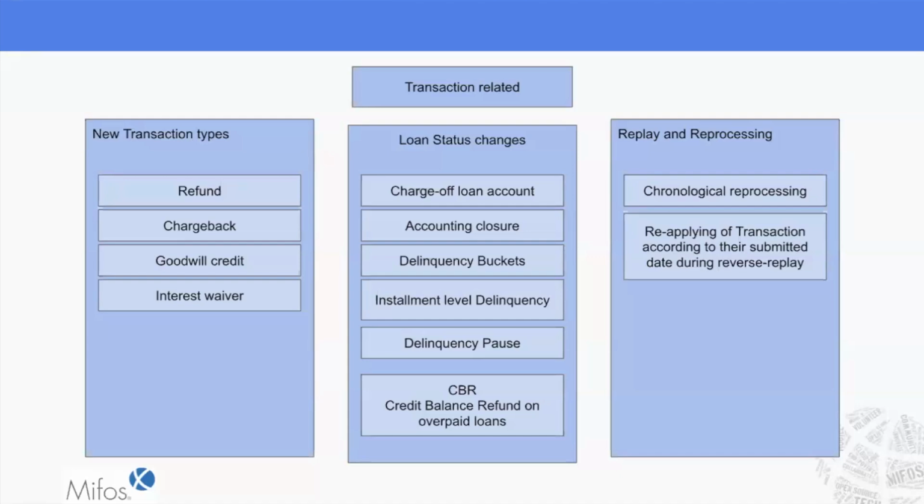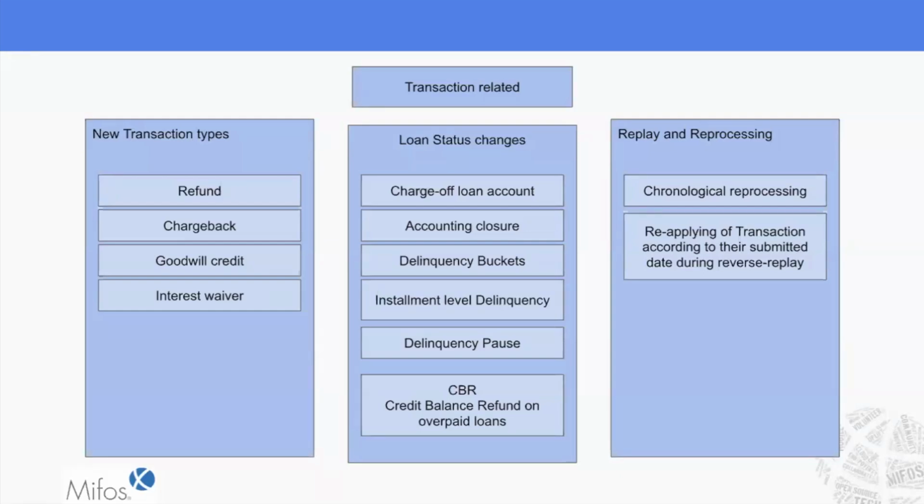Goodwill credit is again a type of benefit given to the customer. A goodwill credit will reduce the loan balance of the loan account. Interest waiver is tightly coupled with a refund. So what happens whenever a merchant refund happens? Whatever interest is calculated or accrued till that date, that interest would be waived.